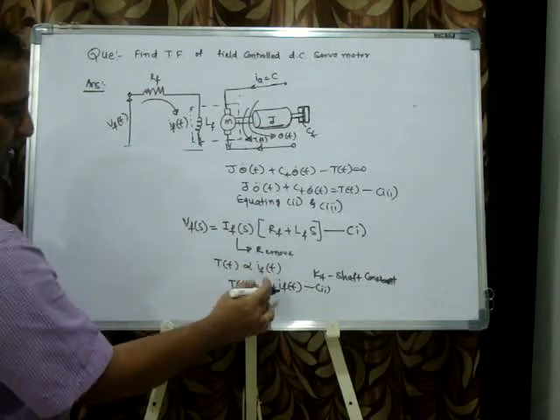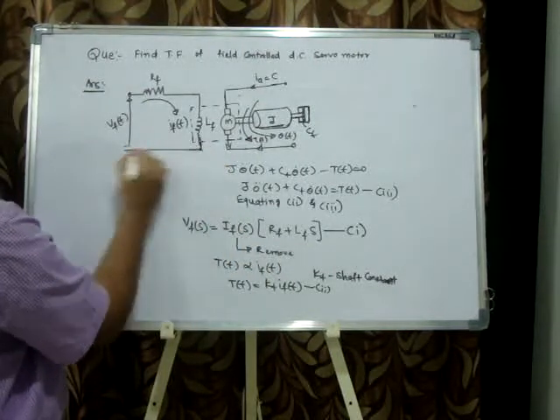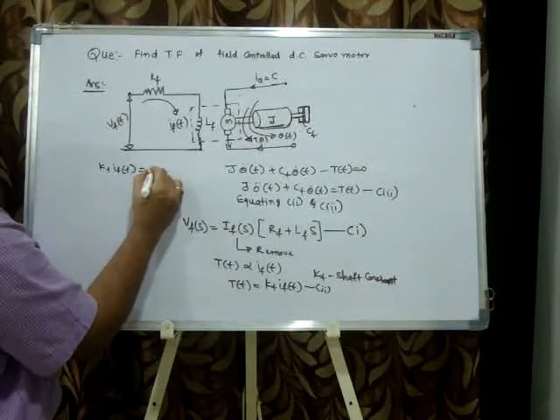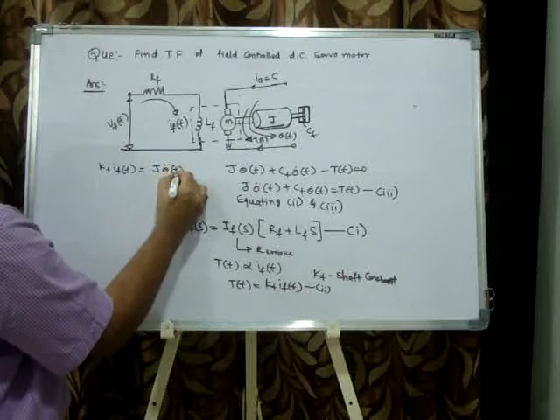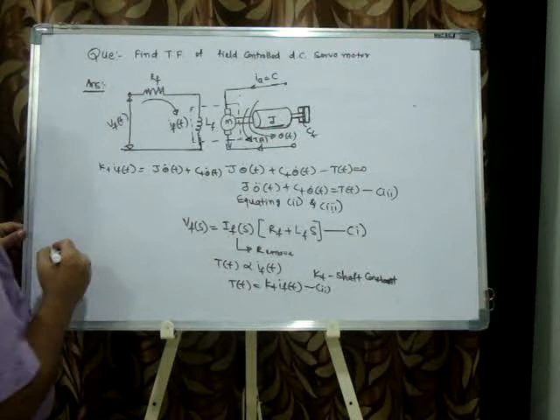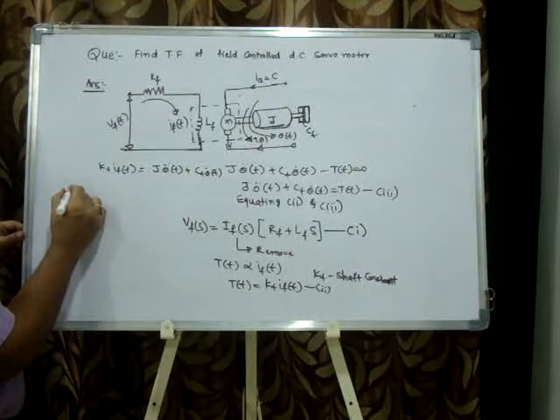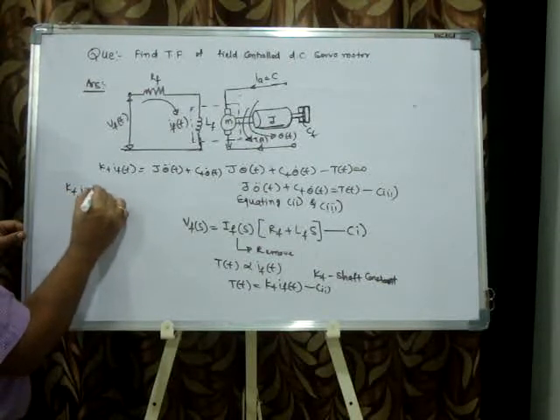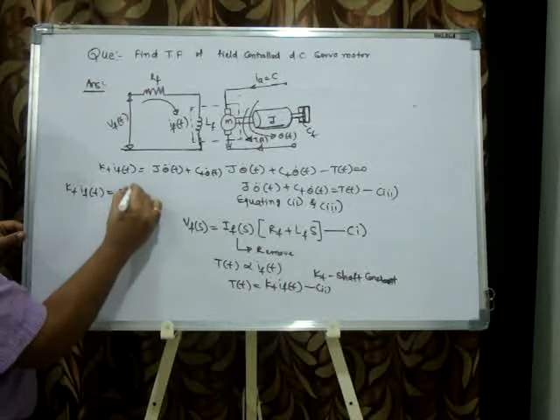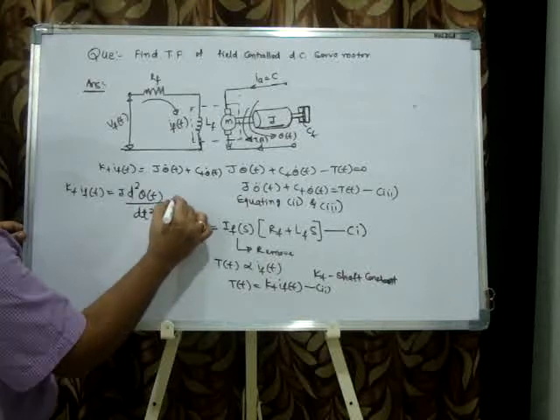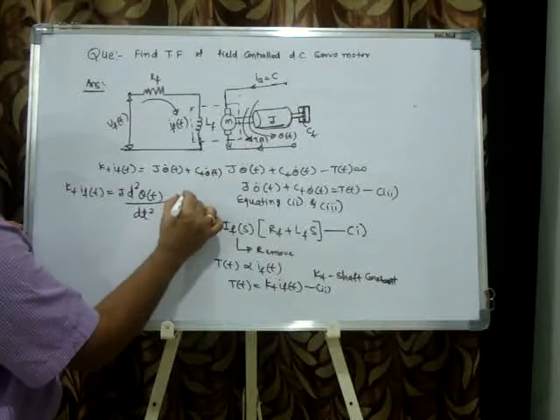Which equation? Kt i_f of t equals J theta dot, where J is the mass moment of inertia, theta of t. Now I'll write it in differential form. Kt i_f of t equals J d square theta by dt square plus Ct d theta by dt.